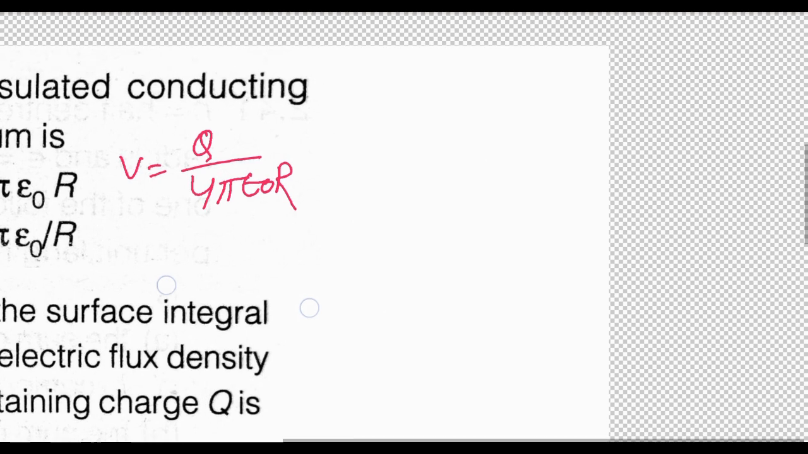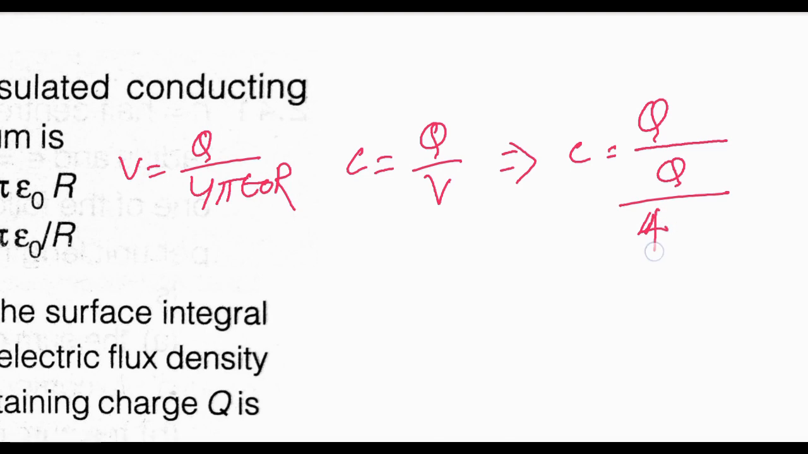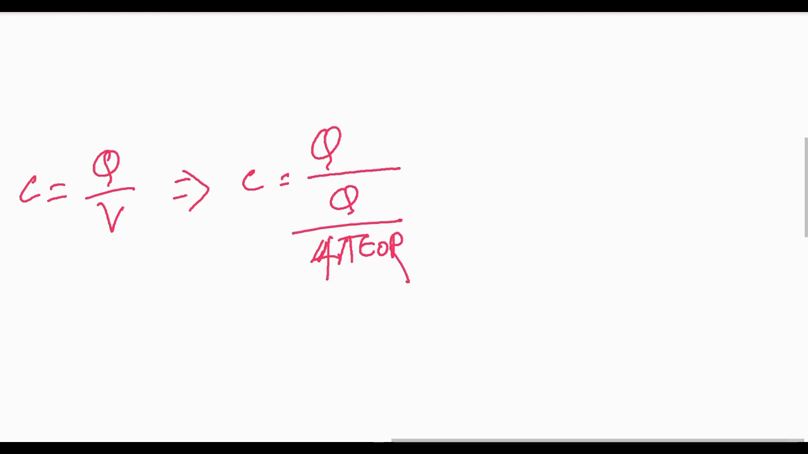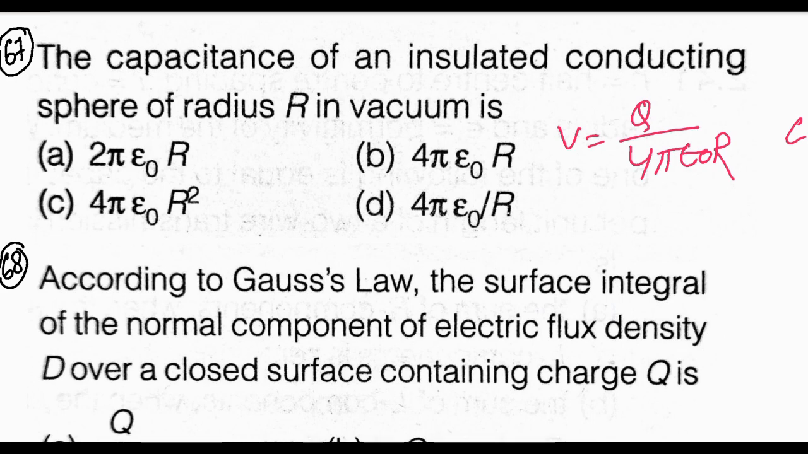As the potential is this much, what will be the capacitance? Capacitance is equal to Q by V, that means Q divided by Q over 4 pi epsilon naught r. So the capacitance will be equal to 4 pi epsilon naught r. So this is the answer: 4 pi epsilon naught r.